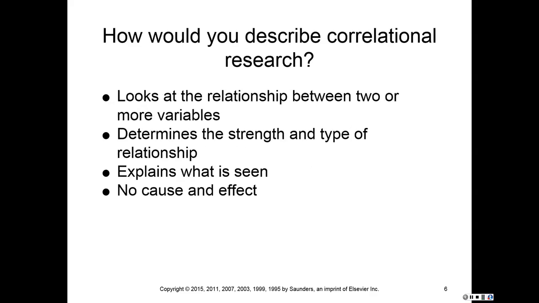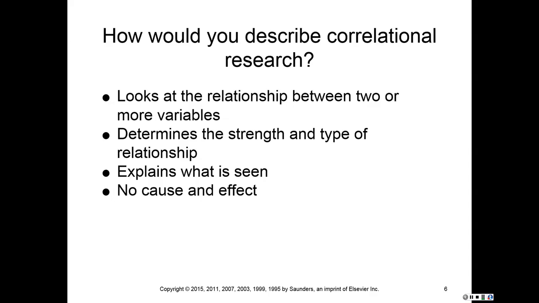Correlational research looks at the relationship between 2 or more variables. It determines the strength and type of relationship, and it explains what is seen, but there's no attempt to look at cause and effect. So an example would be: what is the relationship of physician recommendation to patients to obtain a mammogram and the rate of completion of a mammogram study?